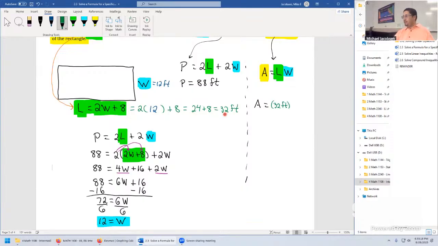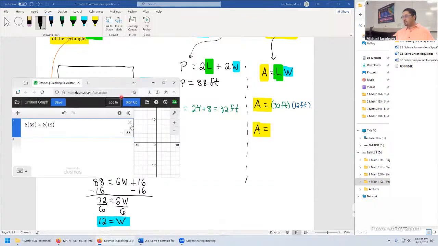Let's throw in the unit there, why not? Then the width from over here is 12 feet. This is still yet another computation, but we're basically there at this point. Our goal is to get area. Now we just go back to our calculator, compute 32 times 12. It's 384 feet squared.